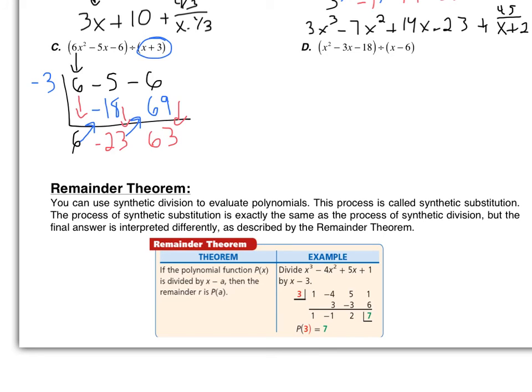Then I can write with descending exponents. So I start off with x squared. So now this is just 6x minus 23 plus 63 over my x plus 3.